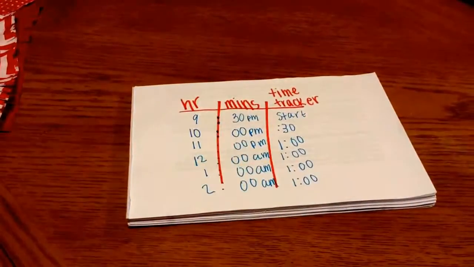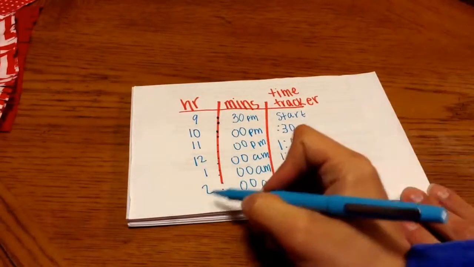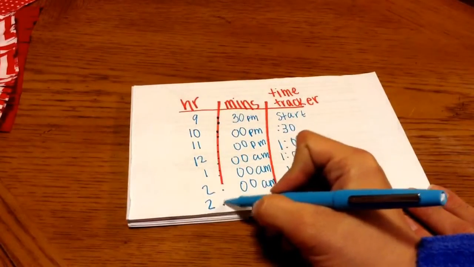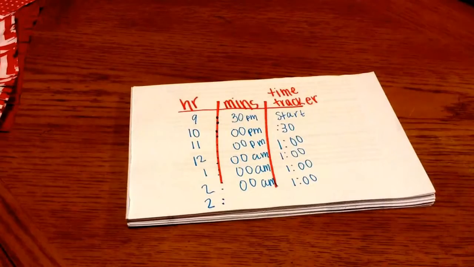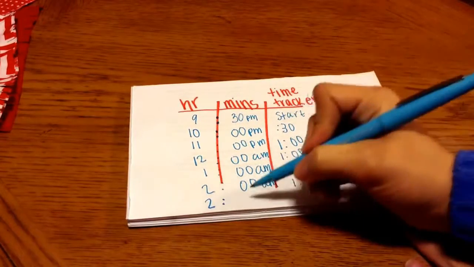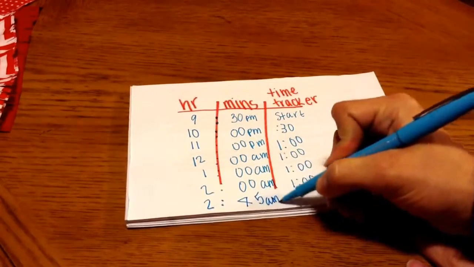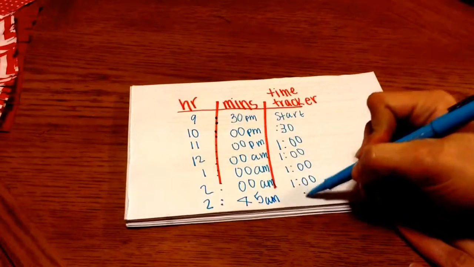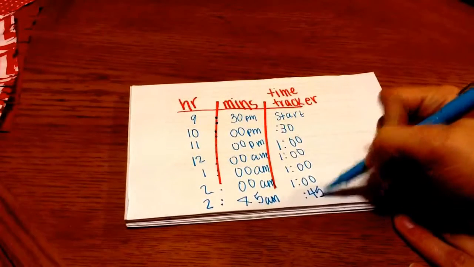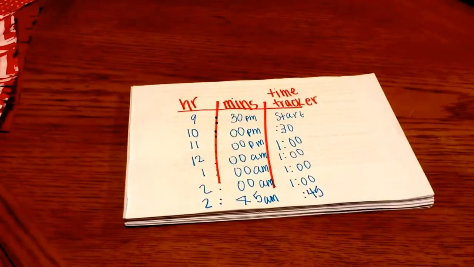So now we are left with minutes. So we're going to keep our hours at 2 o'clock, and we're going to add that 45 minutes because this is a 4th grade skill. So we're going to go ahead and just add that full 45 minutes, and we're still in a.m. So that was a 45-minute jump.